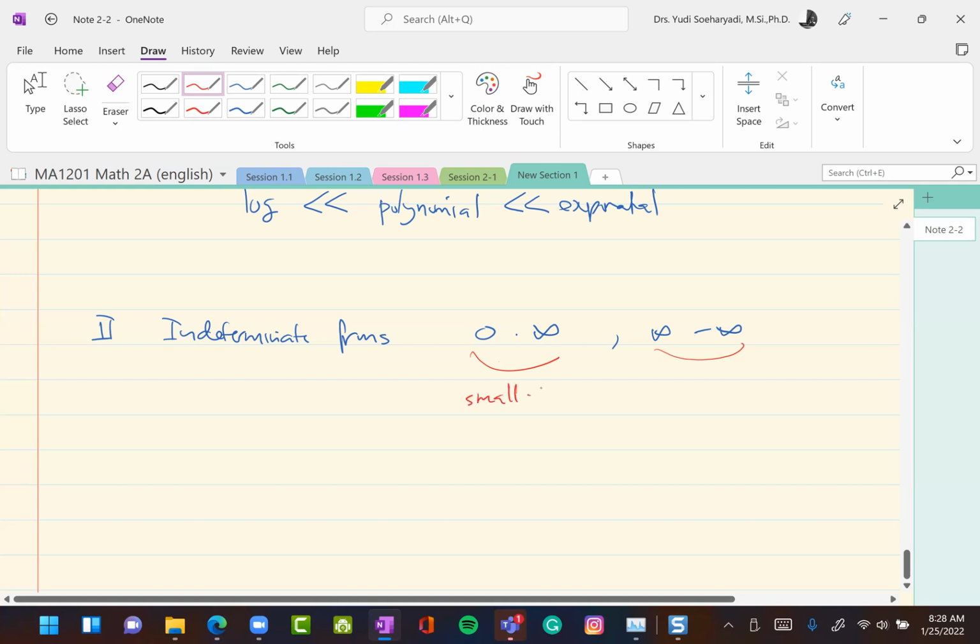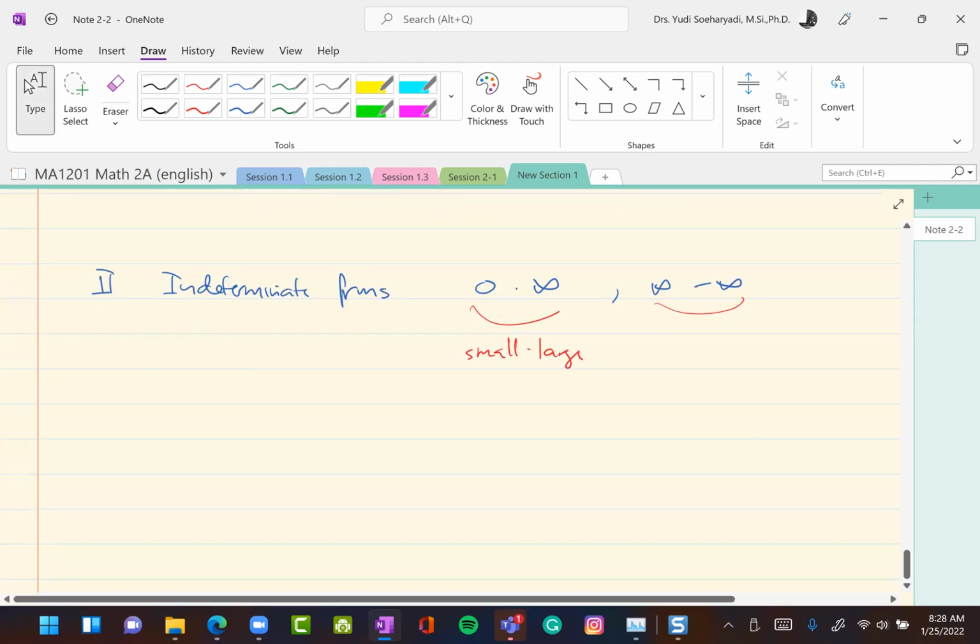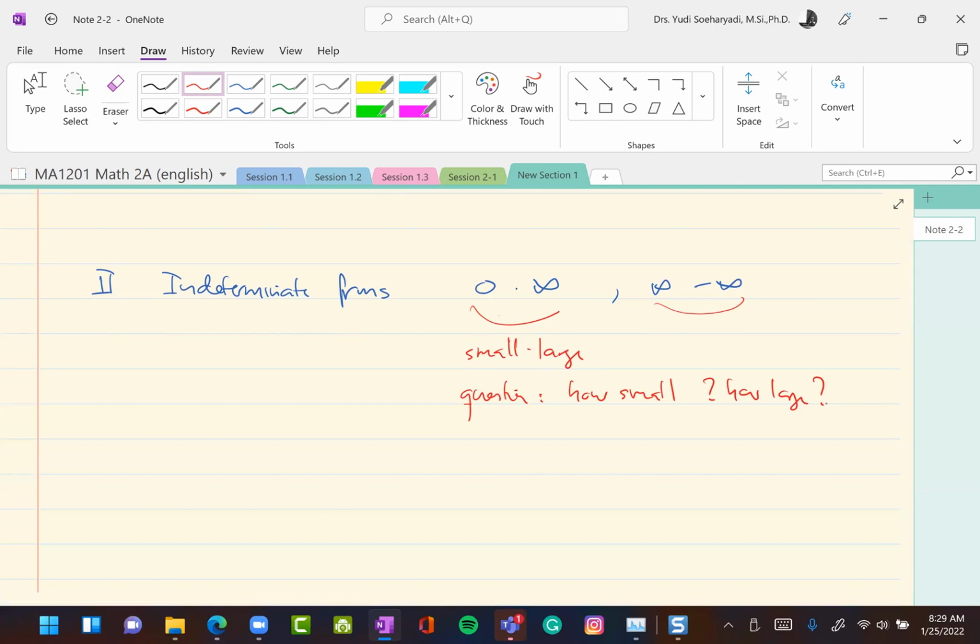This is small times large. It very much depends on how small and how large. So the question is how small, how large. So they are indeterminate.